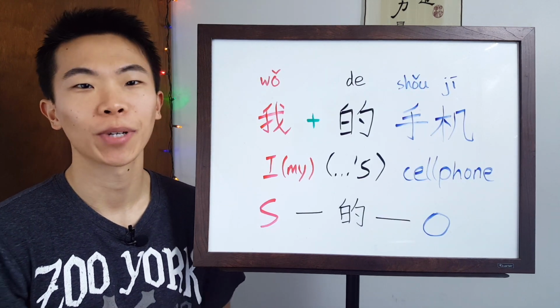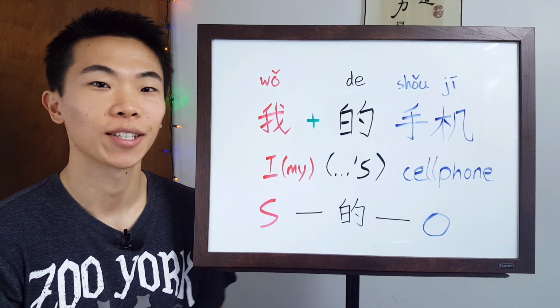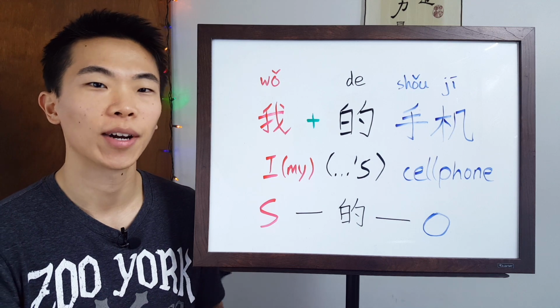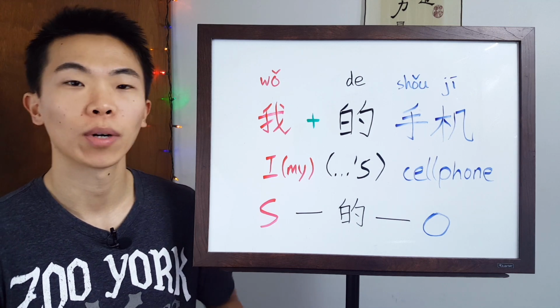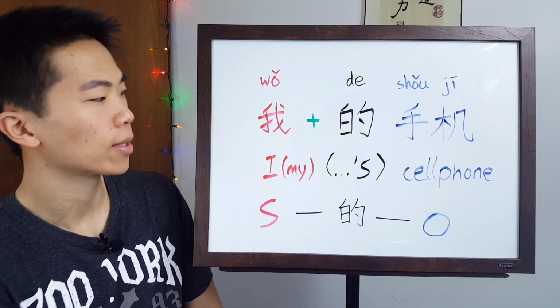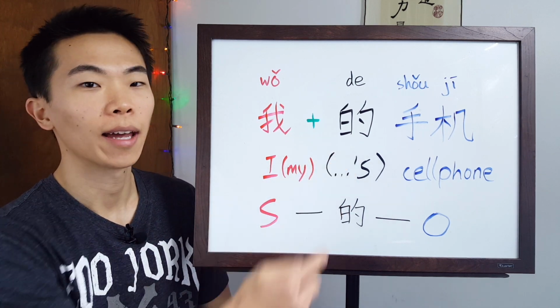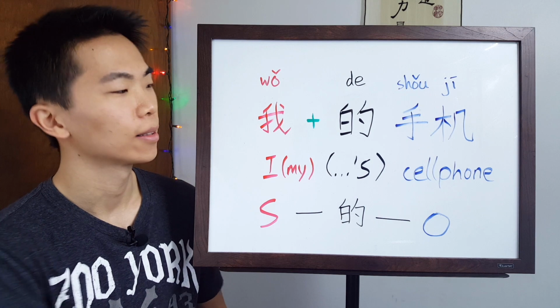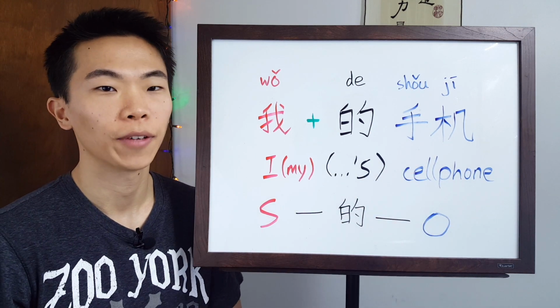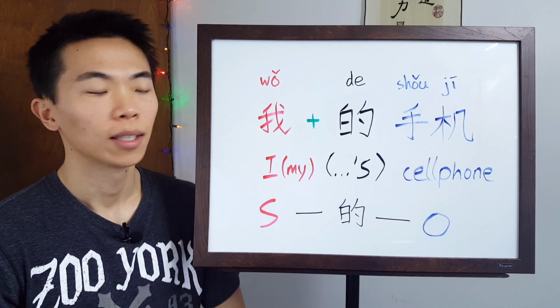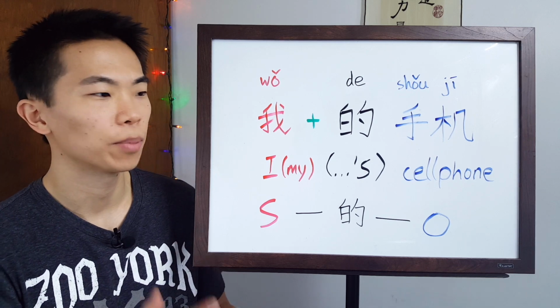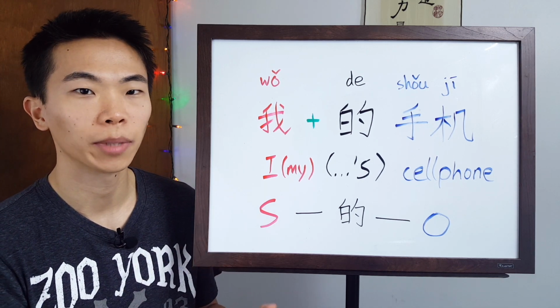Okay, so the structure is pretty simple. All you have to do is attach 的 after your subject, and then your object goes after. So if you want to say my cell phone, you just say 我, I, plus 的, and that makes it into my 手机, cell phone, my cell phone. And you can make this a complete sentence and put it anywhere in a regular sentence that you normally would.